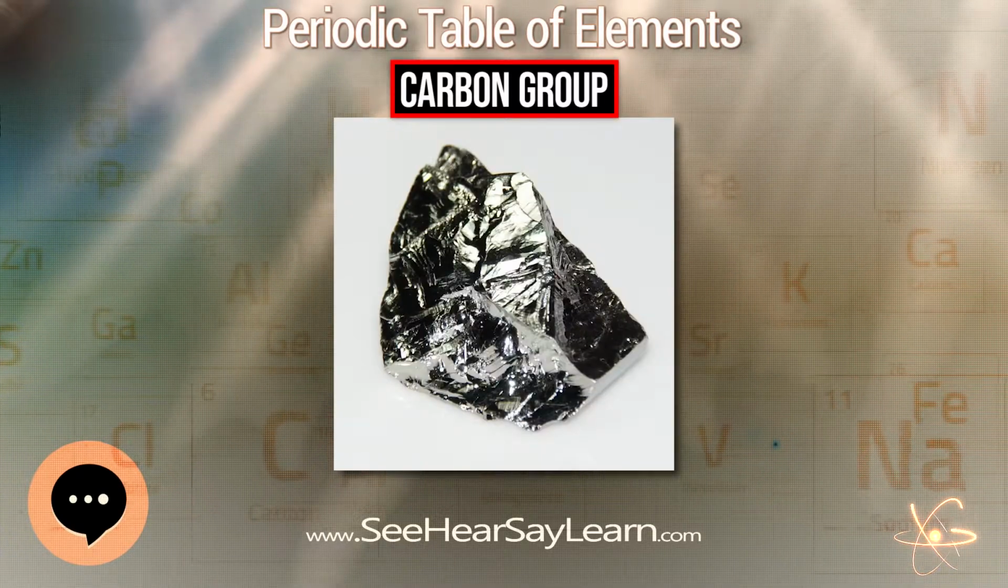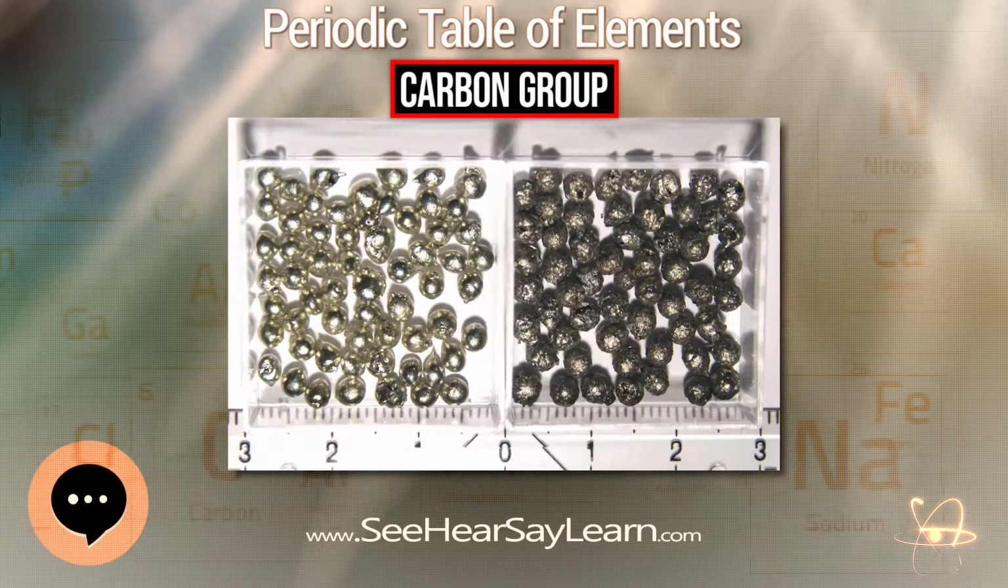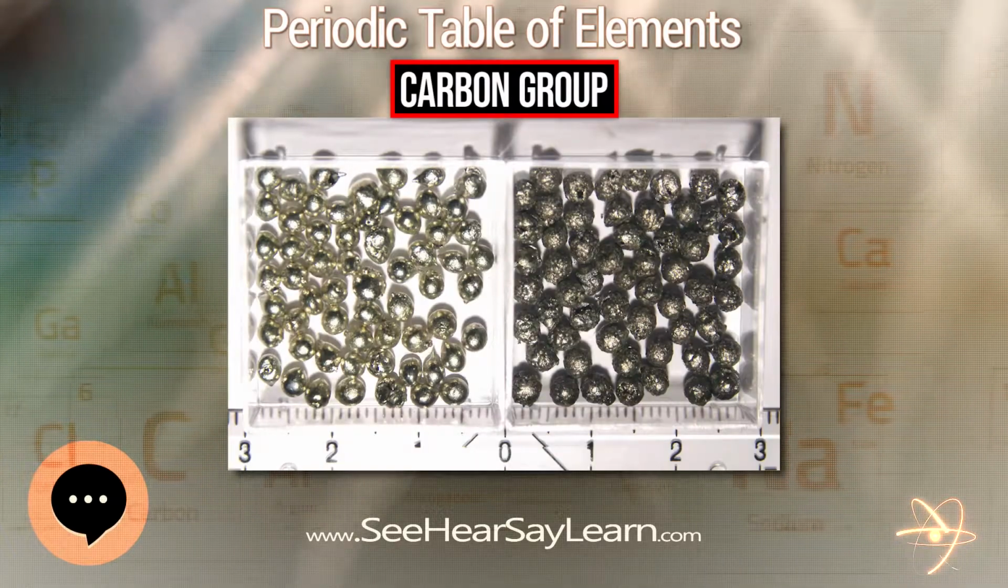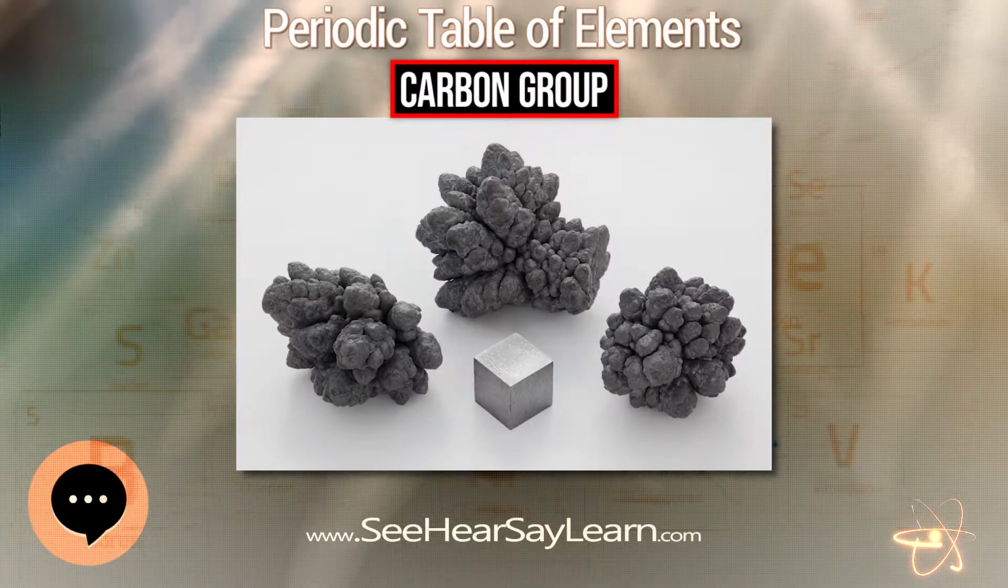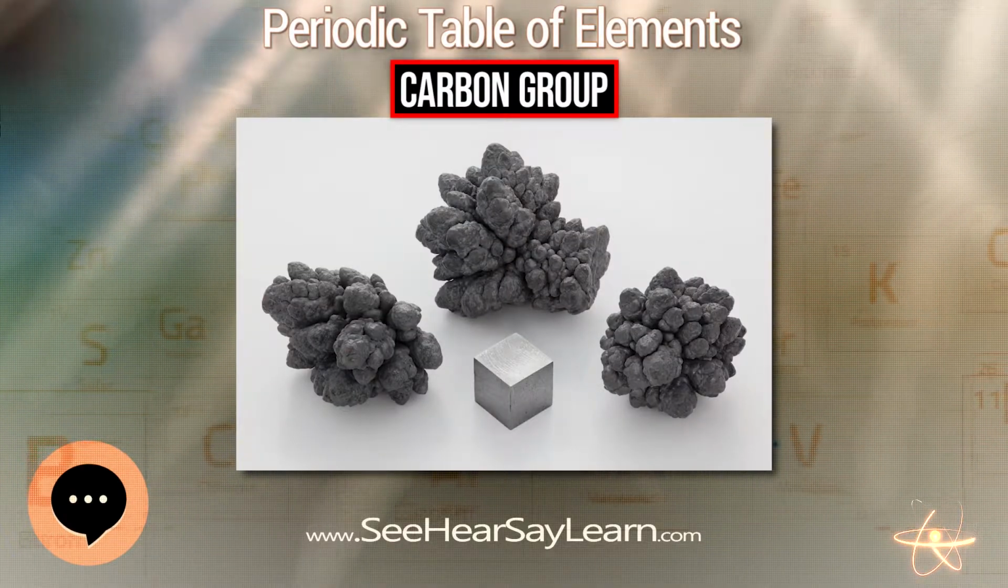6 isotopes of flerovium have been discovered. None of these are naturally occurring. Flerovium's most stable isotope is flerovium-289, which has a half-life of 2.6 seconds.